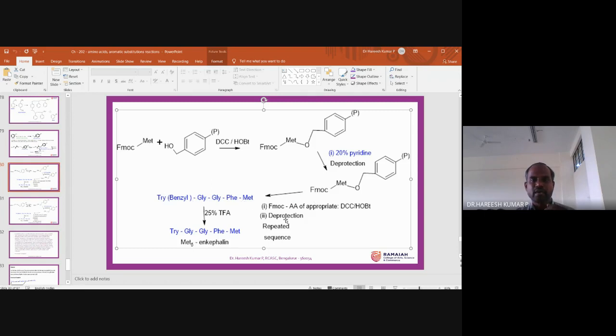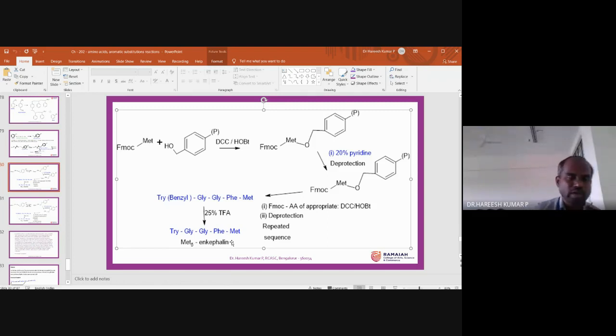Then deprotection of the solid support and then deprotection of the benzyl group. Then what will we get? We will get what is called enkephalin. The name of this pentapeptide is enkephalin. More particularly, it's called methionine 5. What is 5? 5 is the C-terminal end amino acid. It's a pentapeptide and the terminal amino acid is methionine, methionine 5 enkephalin. One more enkephalin I am taking, and I will tell you what enkephalins are.